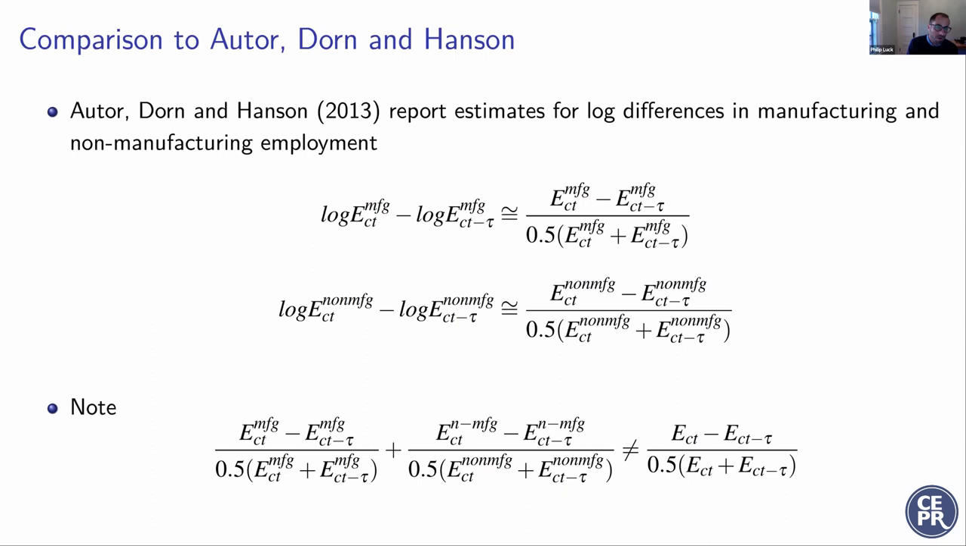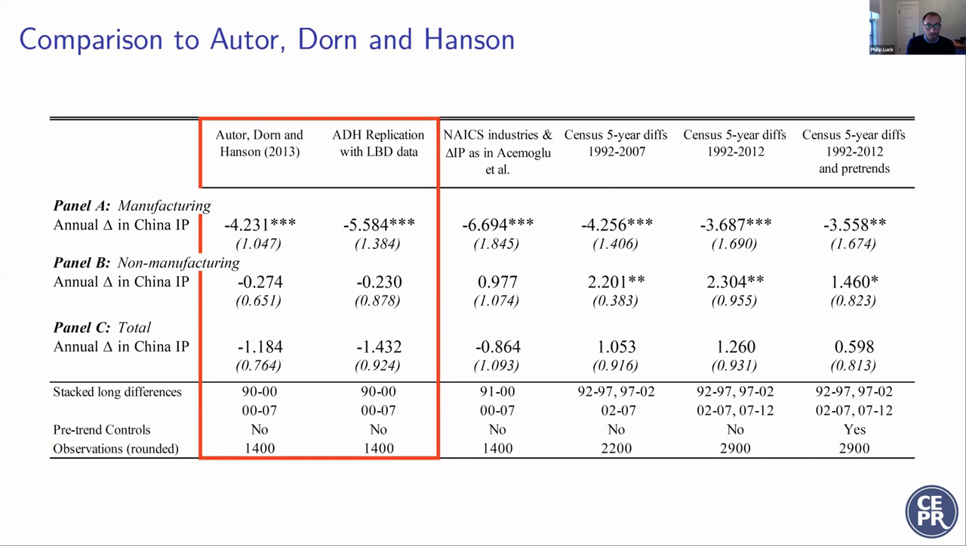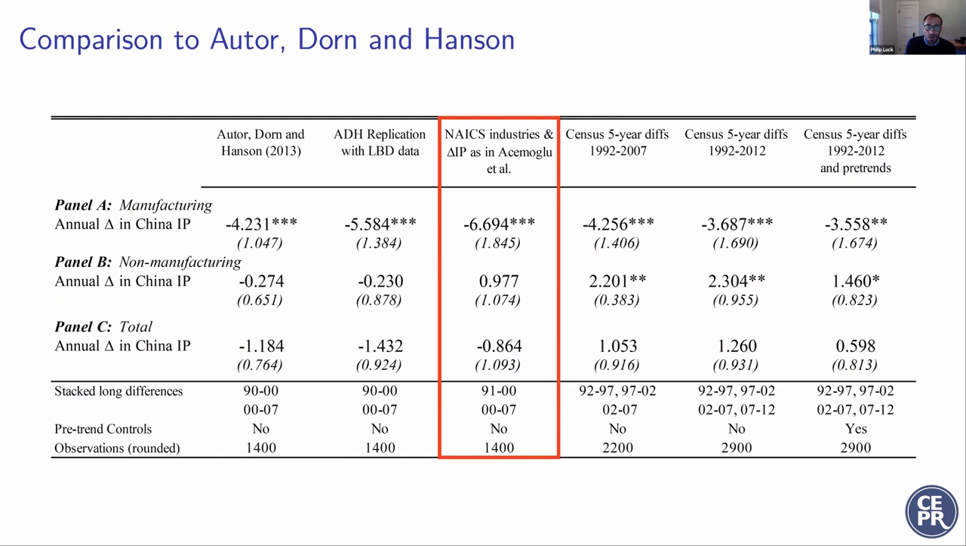All the way to the left here, we have the estimates of Autor and Hanson, where we're reproducing the total employment effects using their data. That's not something they report. Our manufacturing results are similar, but for non-manufacturing, we're getting different results. If you replicate that exact same strategy but use the longitudinal business database rather than the decennial census, we get very similar results. If we shift over to using the Acemoglu-based measure of import competition, we once again see robust effects in manufacturing. Here we find still basically a zero on non-manufacturing and a zero on total.